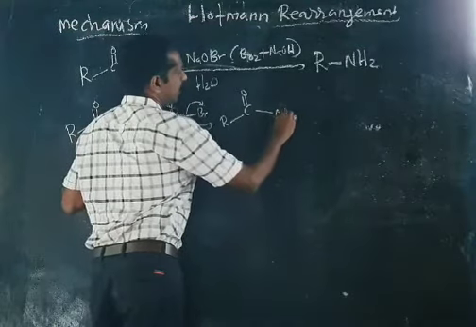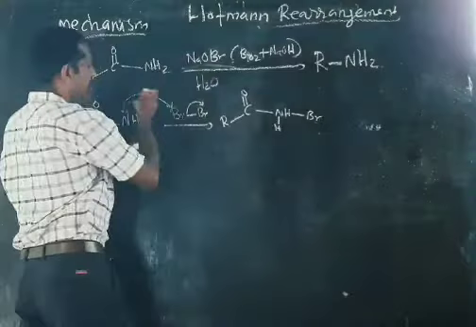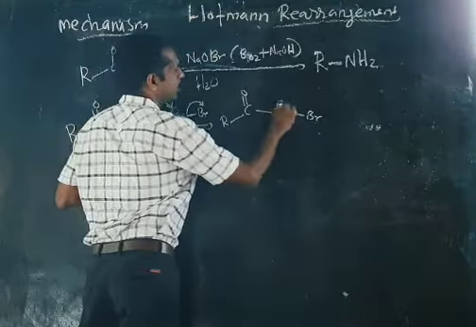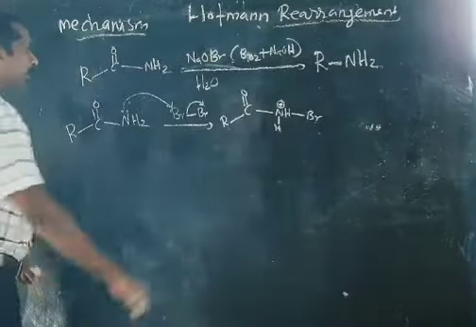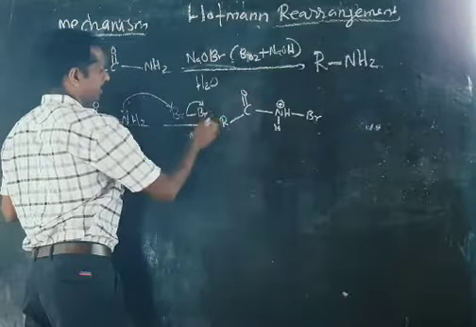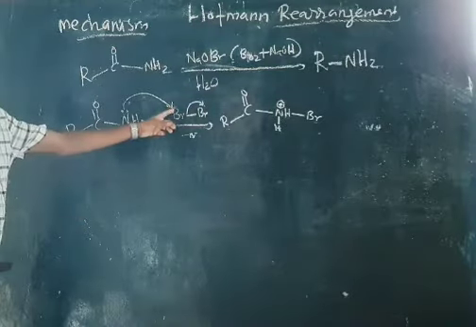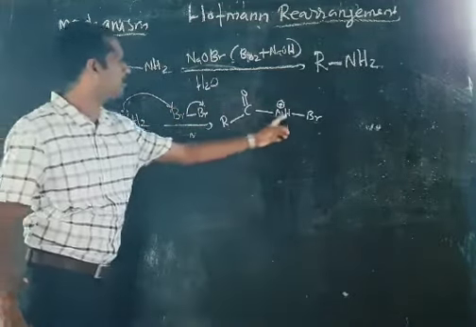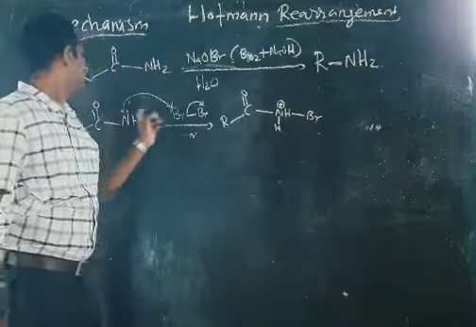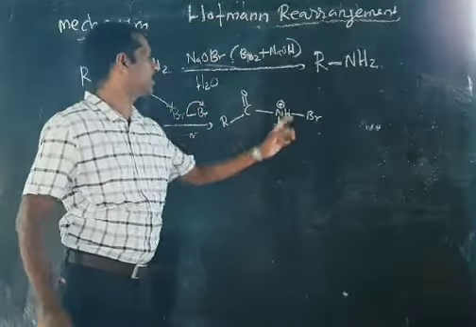NH2 can be written as NH, and it is joining with the Br, and nitrogen is getting a positive charge, with Br minus as the leaving bromide. So the lone pair is attacking this bromine, and you are getting RCONH2Br. That means since the lone pair is making a new bond, the nitrogen is getting a positive charge.